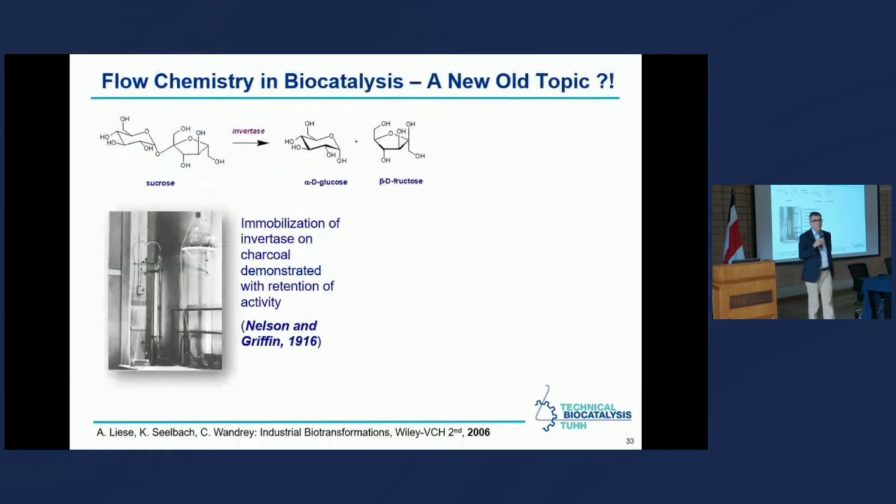The oldest example, the first application of a continuous reactor with a biotransformation, comes from 1916, so a long way back, over 100 years, published by Nelson and Griffin, because they immobilized invertase, an enzyme that splits sucrose, on charcoal. And they packed it in a column. It's a very old picture here.